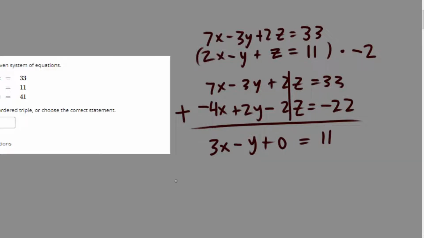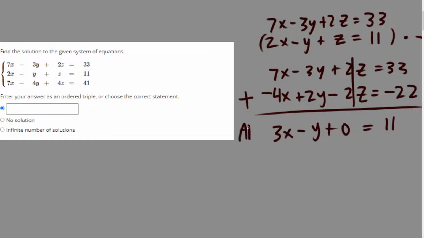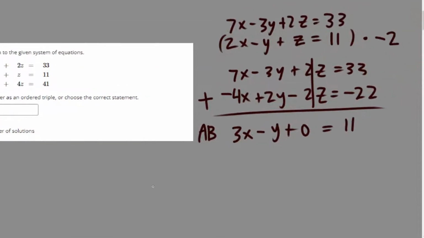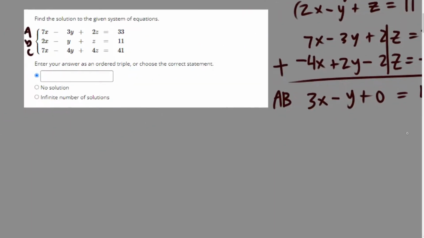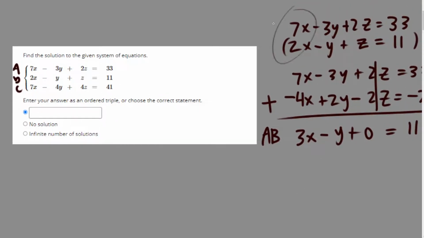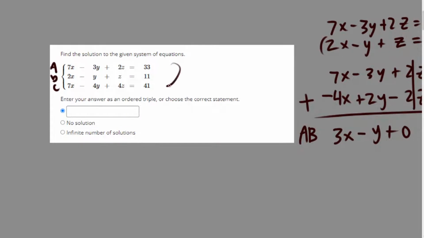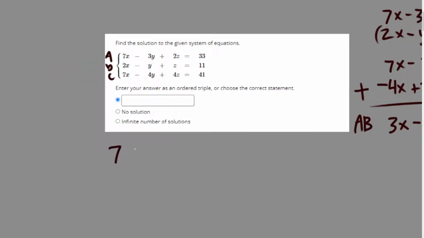Now we have one equation, and it's going to be AB. We need two equations to deal with it like one of our systems of equations, and we can't do the same thing to the same two. So what I'm going to do is take A and C. You could also take B and C, it doesn't matter. And I'm going to do basically the same thing.